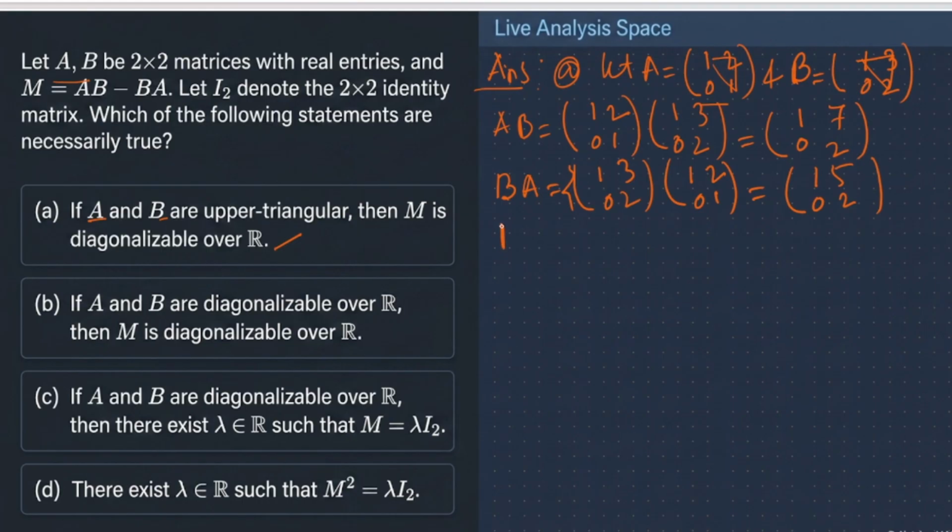Now we calculate M. What is M? M equals AB minus BA. Therefore, AB is 1, 7, 0, 2 minus 1, 5, 0, 2. So therefore, we get 0, 2, 0, 0.